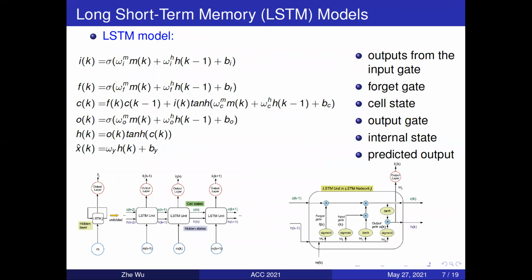Lastly, we assume there is a controller phi of x that can stabilize the nonlinear system at the origin. Among many types of recurrent neural networks, LSTM has demonstrated its advantages in modeling dynamic systems with large time lag. An LSTM model is typically designed with the structure in this plot, where we have several states. i is the output from the input gate, f is the LSTM forget gate, c is the cell state, o is the output gate, h is the internal state, and x hat is the predicted output.